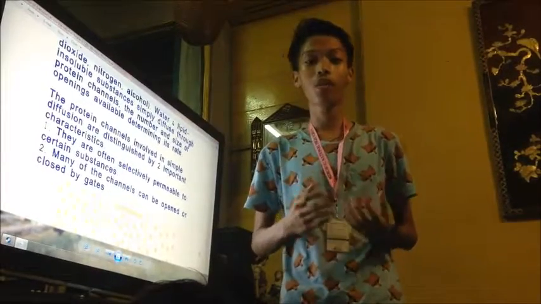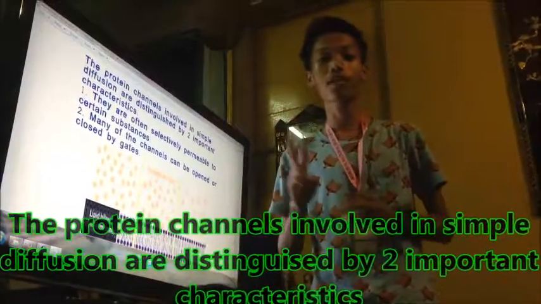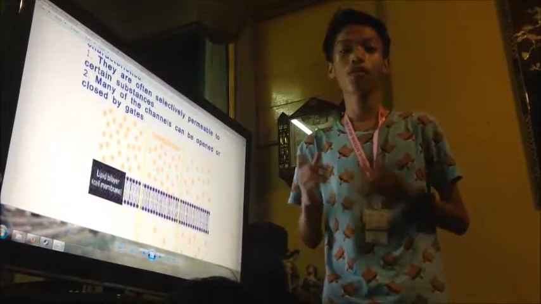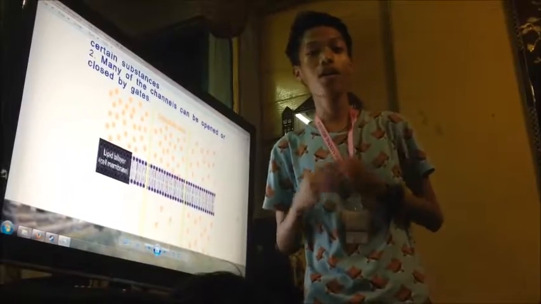Water and lipid-insoluble substances simply diffuse through protein channels, the number and size of openings available determining the rate. The protein channels involved in simple diffusion are distinguished by two important characteristics. One, they are often selectively permeable to certain substances. Second, many of the channels can be opened or closed by gates. So this is the simple diffusion, which illustrates the extracellular space and the lipid bilayer cell membrane.